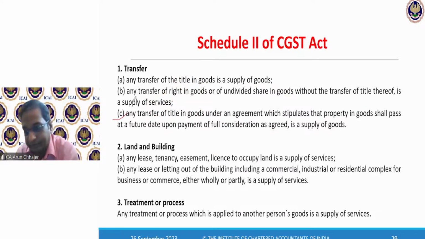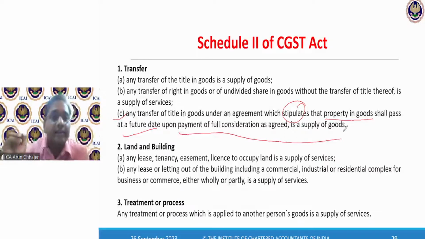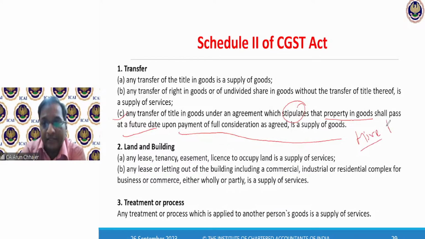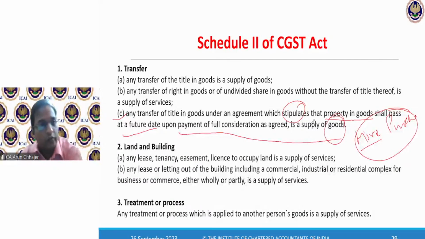Clause C says, any transfer of the title in the goods under an agreement which stipulates that property in the goods will be passed on at a future date upon full consideration. So like a hire purchase transaction. What happens in the hire purchase? In case of the hire purchase, the purchaser receives the goods immediately, but the ownership would be received at a later date when he will pay full consideration. That hire purchase is also the supply of the goods.